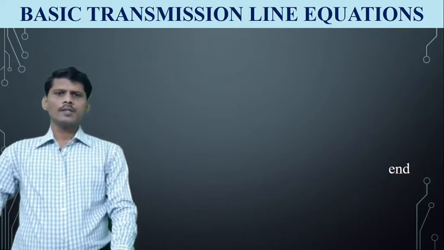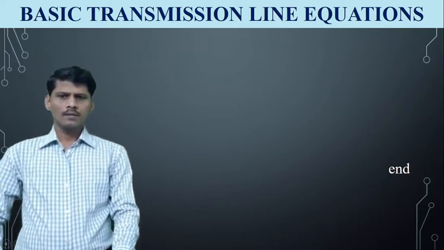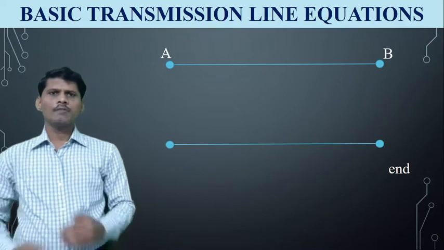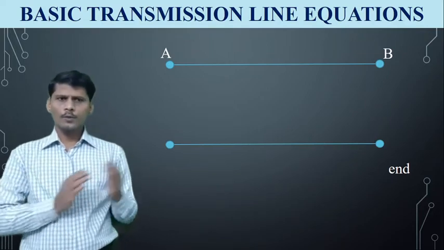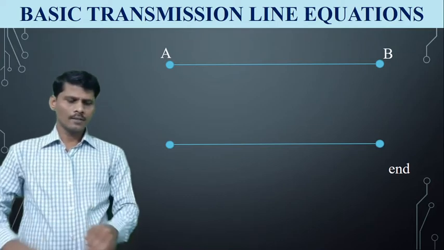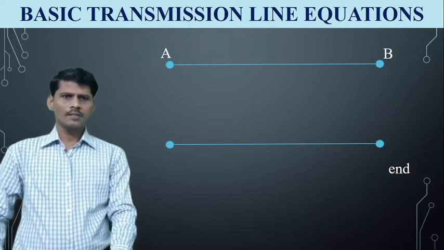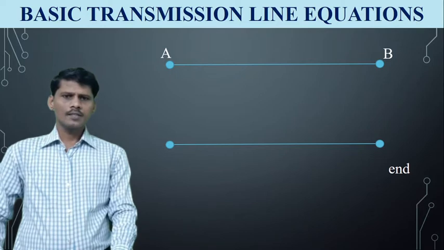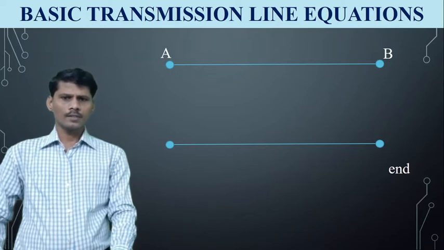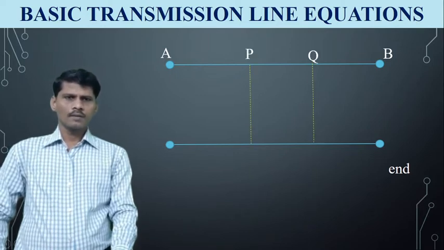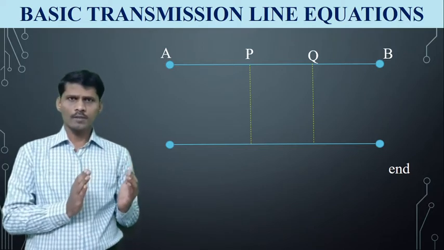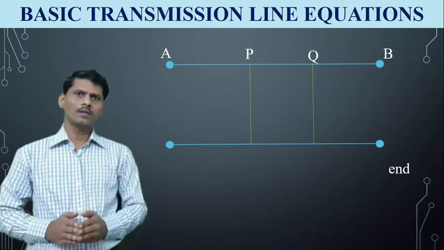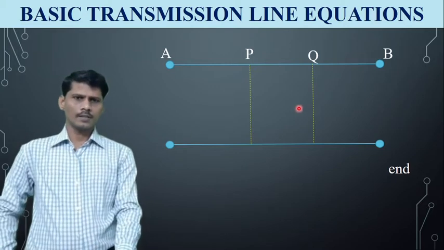So, what is a transmission line? A transmission line is nothing but a pair of parallel wires. So A to B is the transmission line. The length of the transmission line is L. Let us consider a short section of the transmission line, PQ. Point P to point Q is the short section of the transmission line.